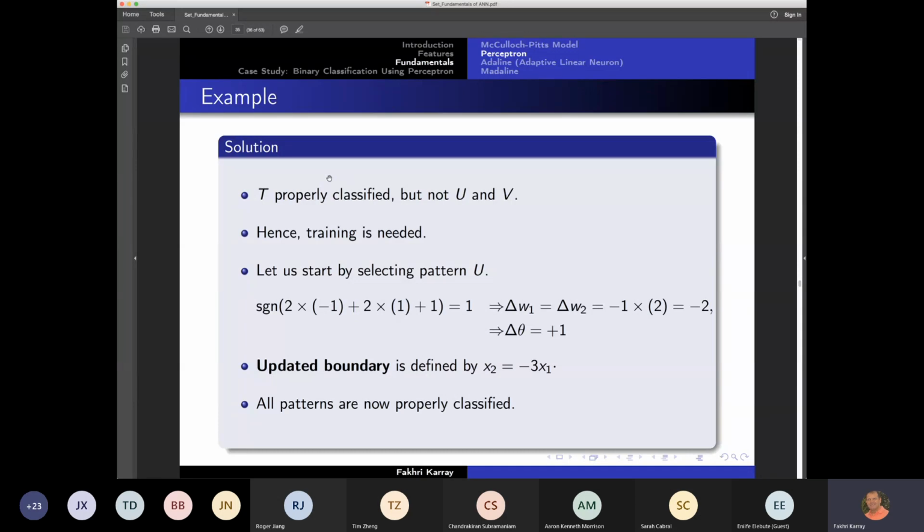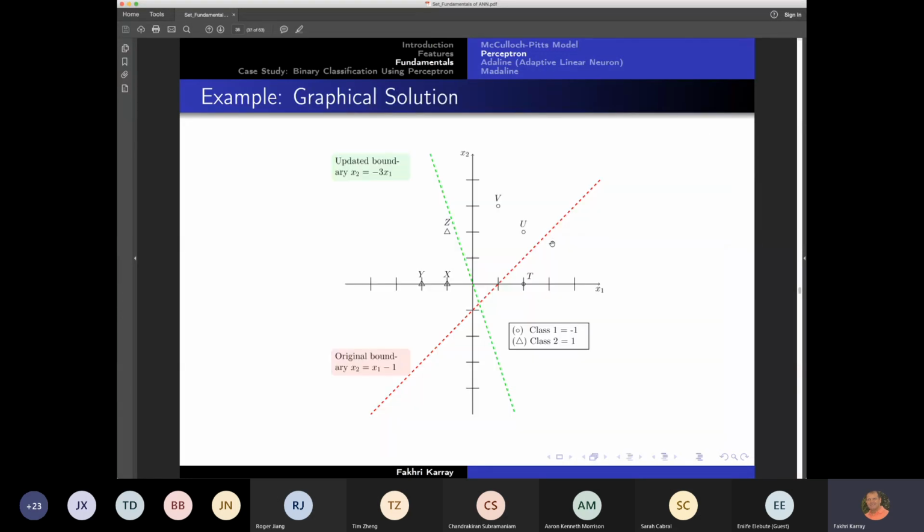So now if we check with all the T, U, V, X, Y, Z, we find all of them classified either from one side of the curve or the other one. So the green line, as you can see, has classified VUT and ZXY in the right way. So this particular perceptron learning rule was able to classify for us and update for us the value of the weights.